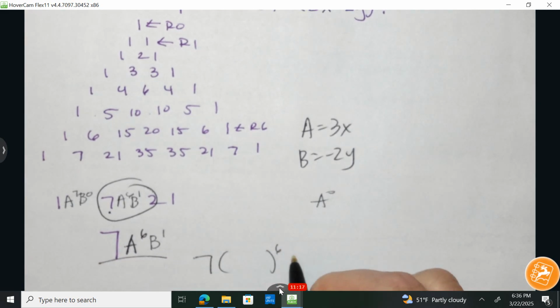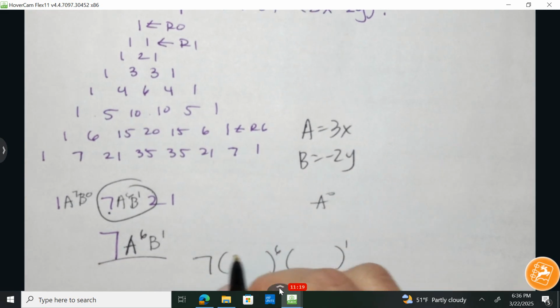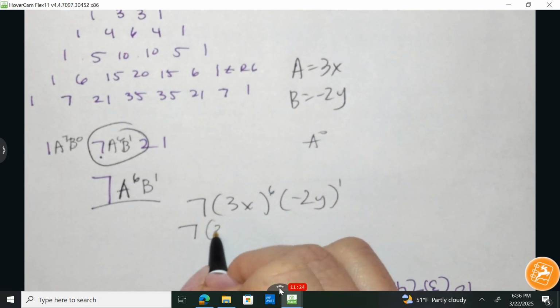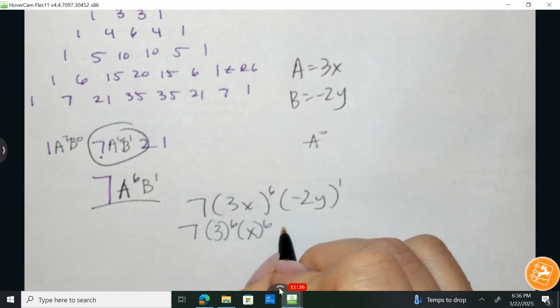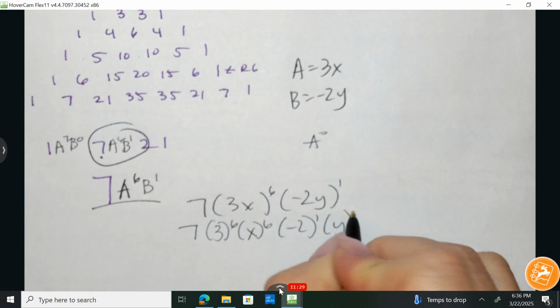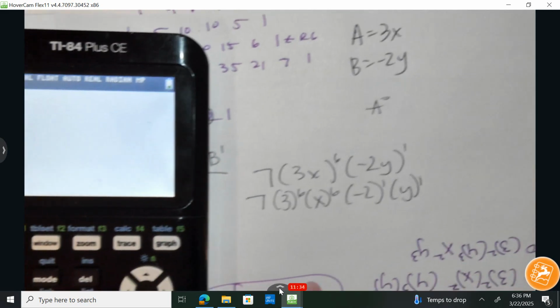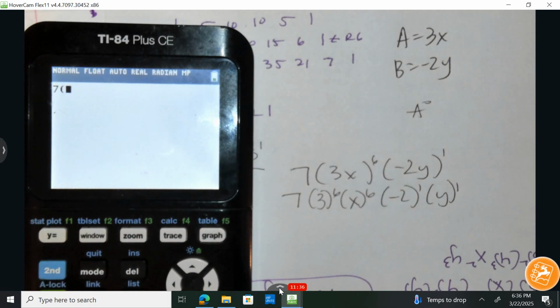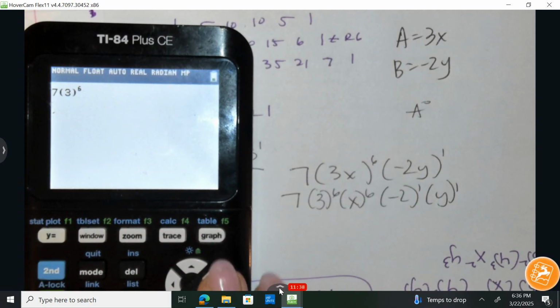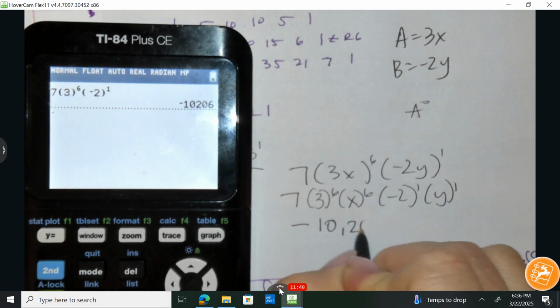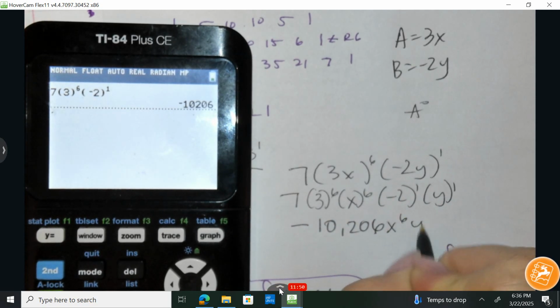Okay, there's my a, and here's my b. Now what is a? It's 3x, and what is b? It's negative 2y. So I have 7, 3 to the 6th, x to the 6th, and negative 2 to the 1st, and y to the 1st. So on my calculator, I'm going to do right now the coefficient. I'll make sure you guys can see this. And so I have 7 times 3 to the 6th, and then we're going to go times negative 2 to the 1st. And I end up with negative 10,206. Negative 10,206, x to the 6th, y to the 1.